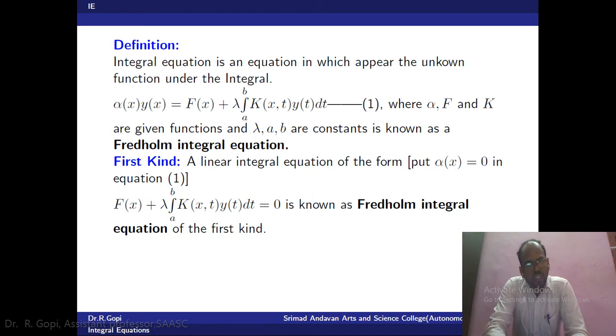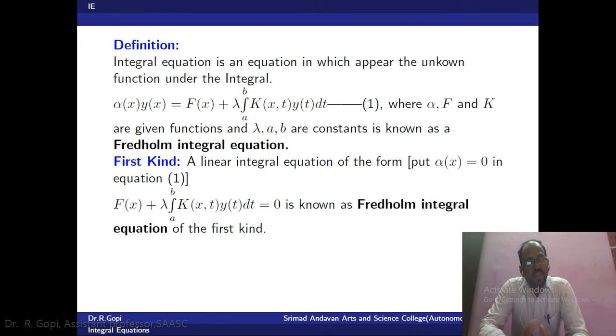So from equation 1, put alpha of x equal to 0, a linear integral equation of the form, that is, left hand side equal to 0, capital F of x plus lambda into integral a to b k of x comma t into y of t dt equal to 0 is known as a Fredholm integral equation of the first kind.